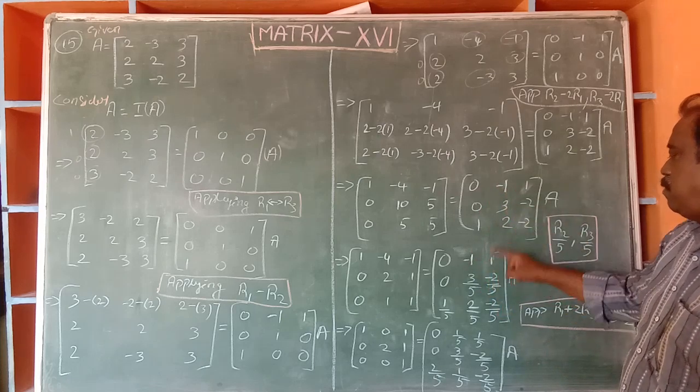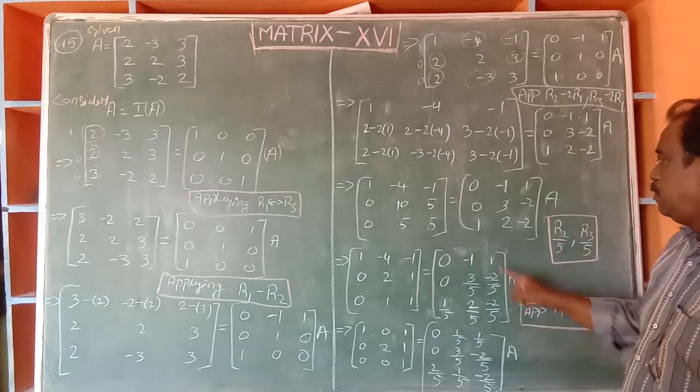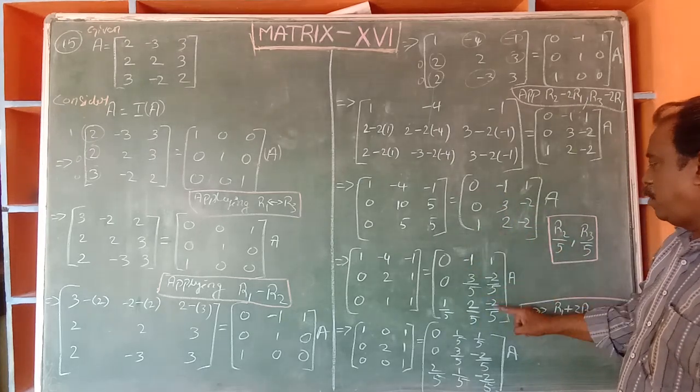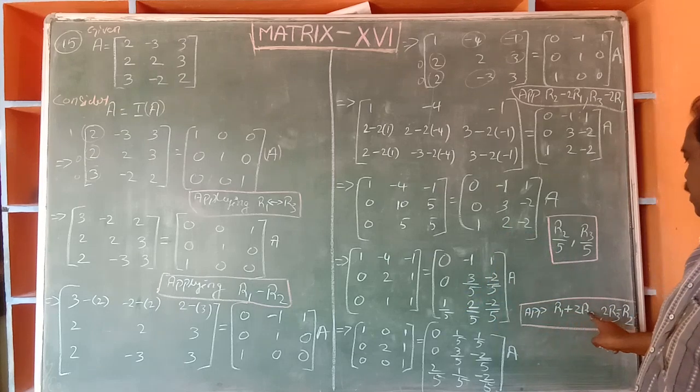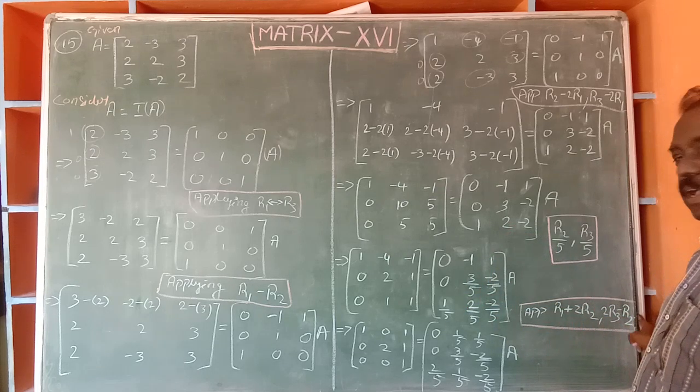0, minus 1, 1, 3 by 5, minus 2 by 5, yes, okay. 1 by 5, 2 by 5, minus 2 by 5. Okay now, applying R1 plus 2R2 and 2R3 minus R2.